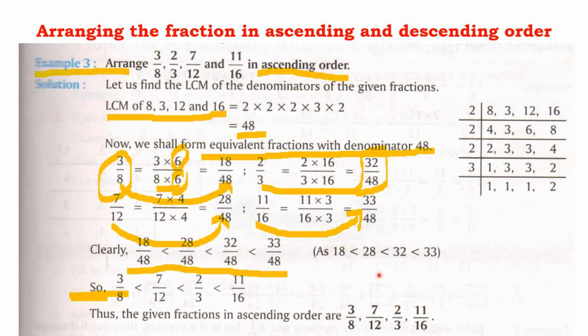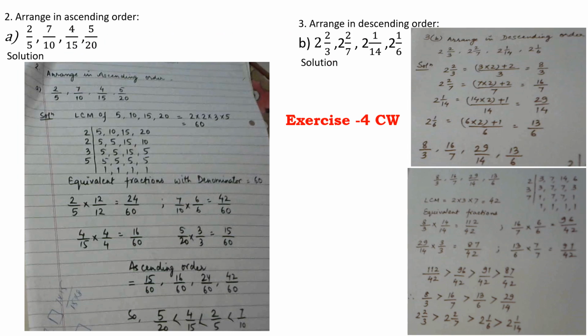Fine. Once you have made all the fractions like, you can arrange them in ascending order as well as in descending order. The steps will be the same. So let us see some examples from exercise 4 of your book. Question number 2a is asking to arrange the given fractions in ascending order. What will we do first? Yes, we'll find the LCM of the denominators.